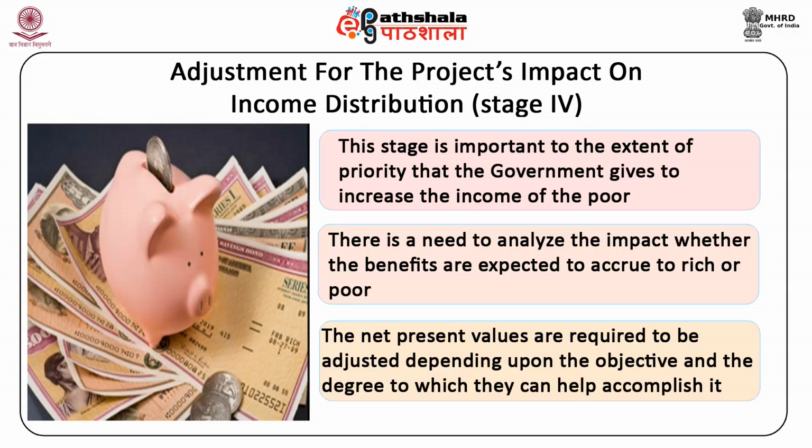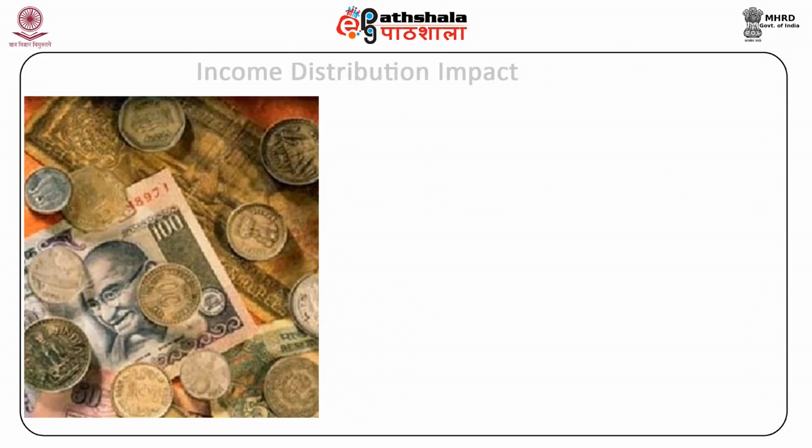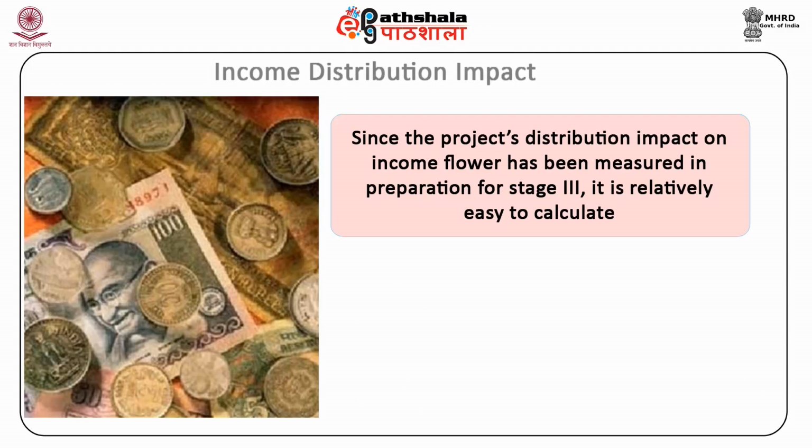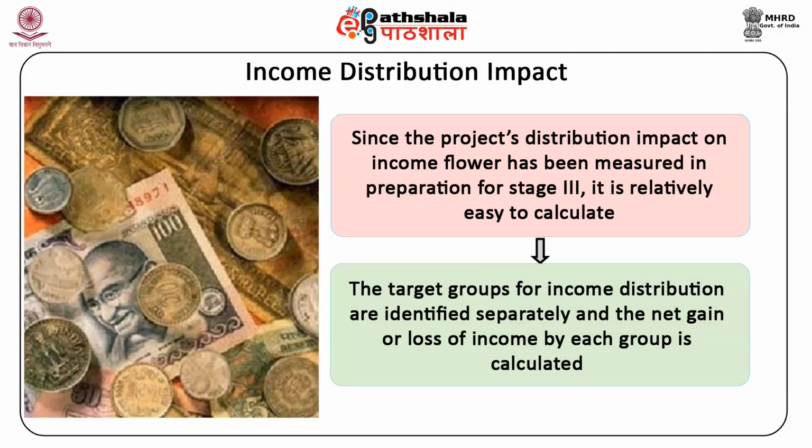The net present values are required to be adjusted depending upon the objective and the degree to which they can help accomplish it. Income distribution impact. Since the project's distribution impact on income flow has been measured in preparation for stage 3, it is relatively easy to calculate. For the purpose, the target groups for income distribution are identified separately and the net gain or loss of income by each group is calculated.